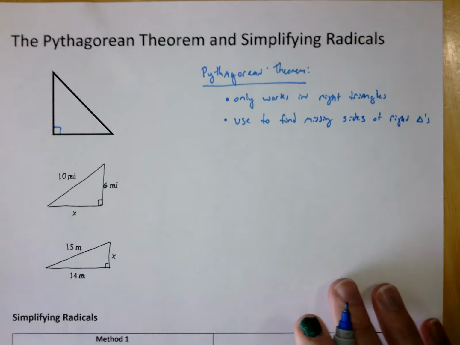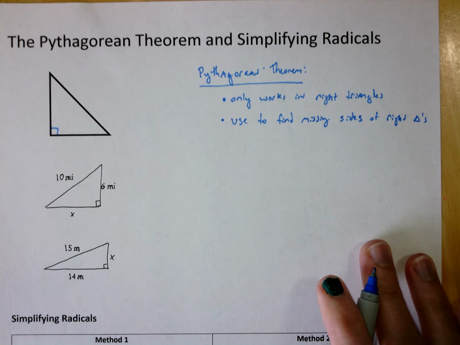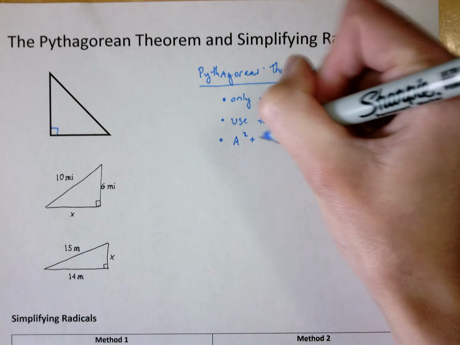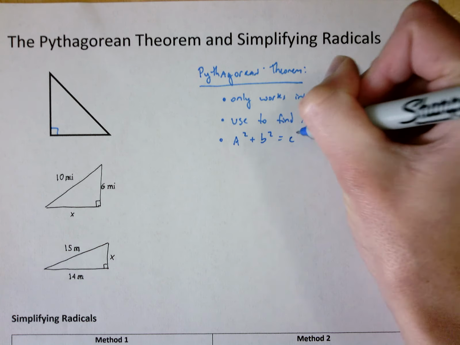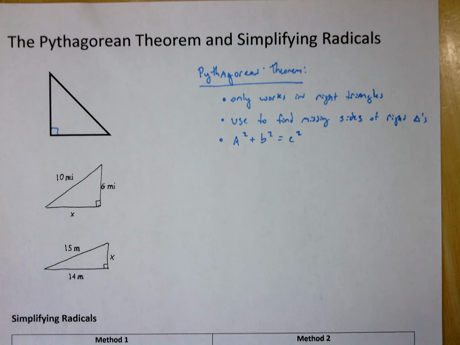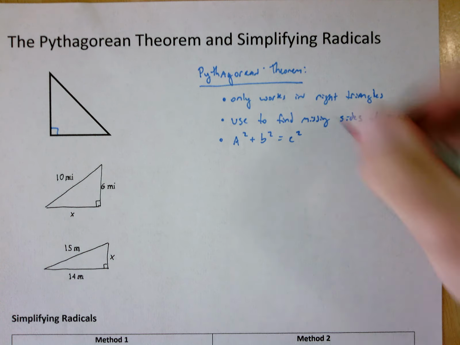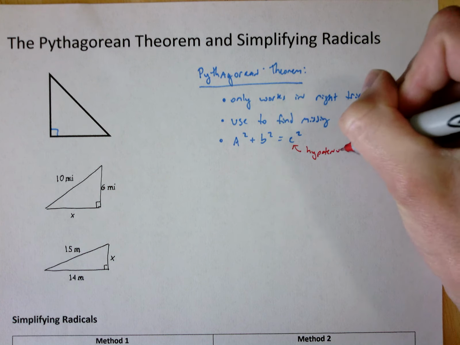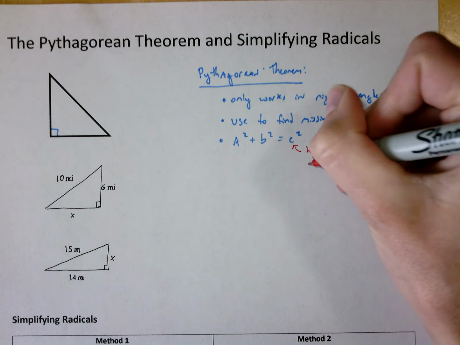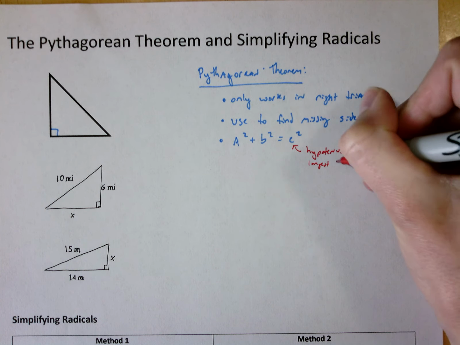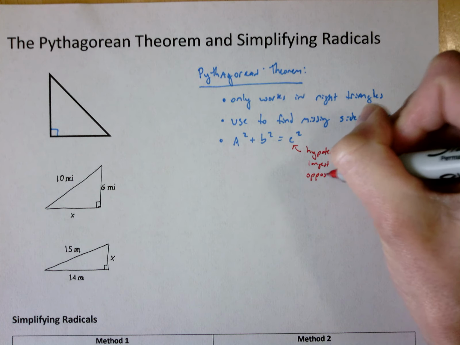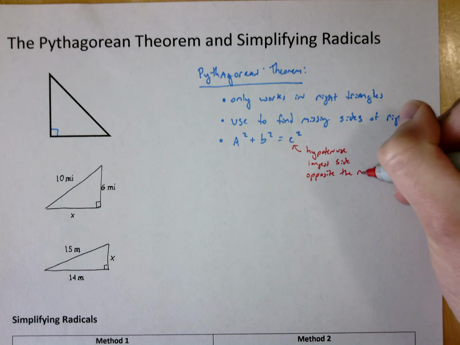Okay, I kind of ran out of room there, so I just wrote a symbol for a triangle instead of the word. Okay, and the equation for it is a squared plus b squared equals c squared. Okay, and the big restriction that you need to keep in mind is that your c value always has to be your hypotenuse. Okay, and the hypotenuse, if you remember, is the longest side of your right triangle, and it is always opposite the right angle.